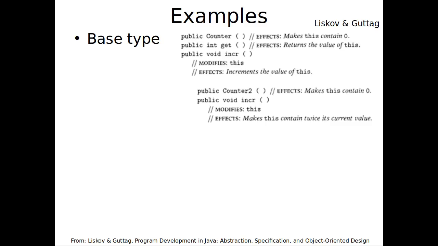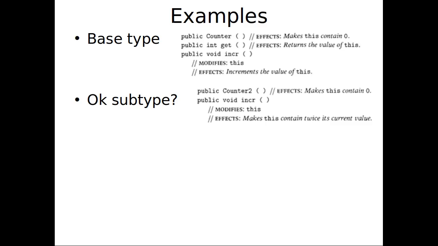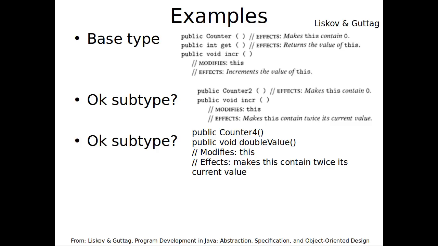So if someone has a counter 2, they could be rudely surprised. They think it's a counter 1. They could say, this isn't a counter. If I increment this, it's not increasing. Right? It's certainly not increasing in a sensible way. So this is a problematic subtype. And you could say, yes, it's imperfect, but it's a problematic subtype. Okay, let's consider counter 4 here.